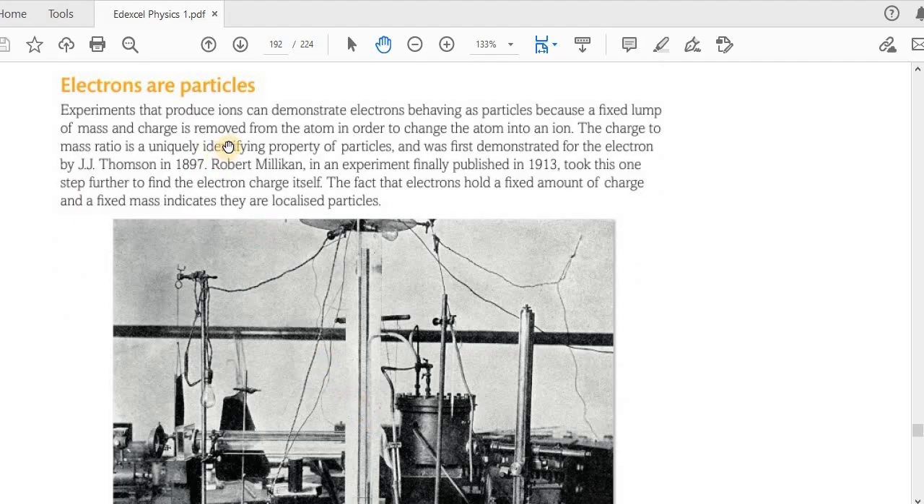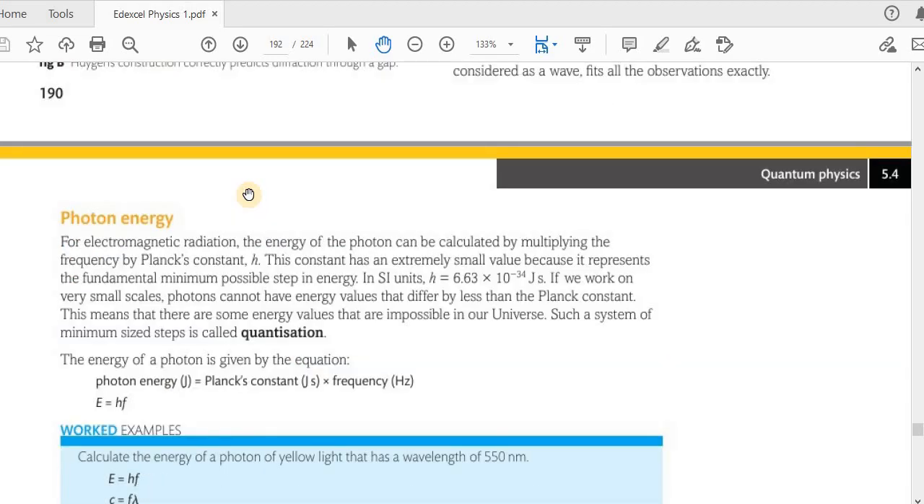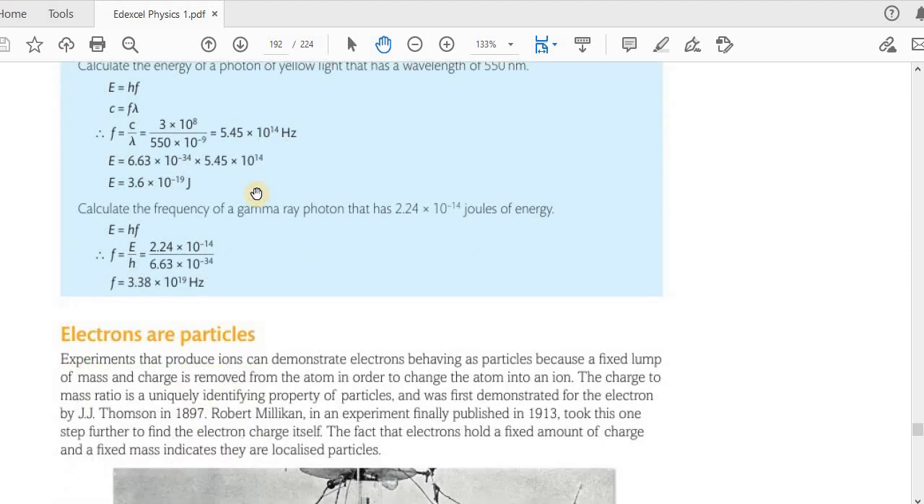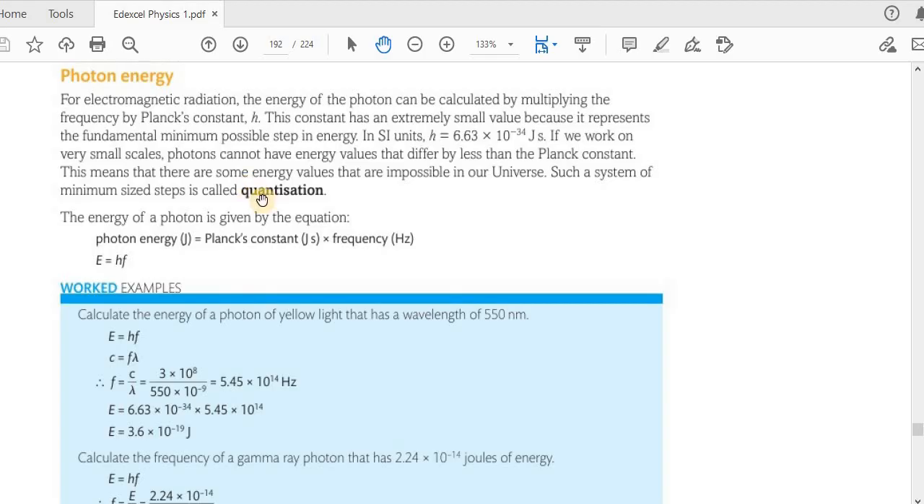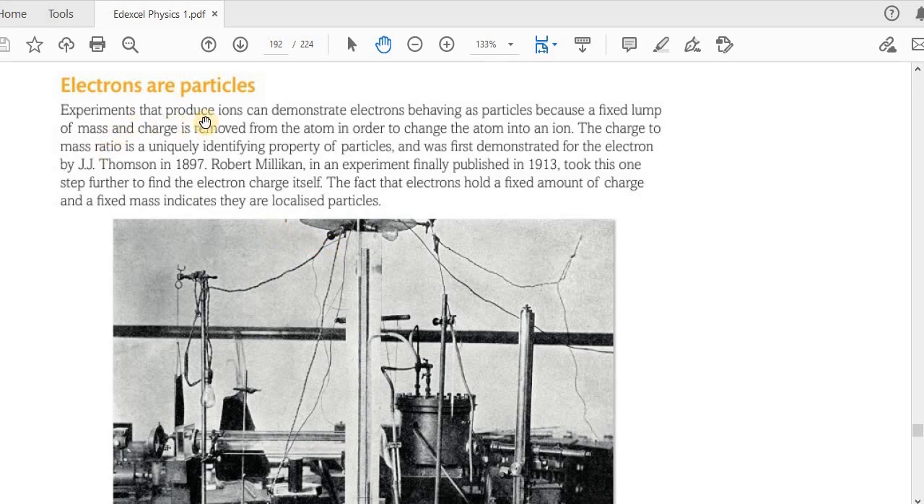Now we will see electrons as particles. Previously we saw electromagnetic radiation as a wave, and also we explained it as a particle by talking about photons and quantization. Now we will see electrons as particles. Experiments that produced ions can demonstrate electrons behaving as particles because a fixed lump of mass and charge is removed from the atom in order to change the atom into an ion. That's very clear. You are removing something that has a mass and also a charge. Therefore we can say it's a particle. So the electron is a particle.